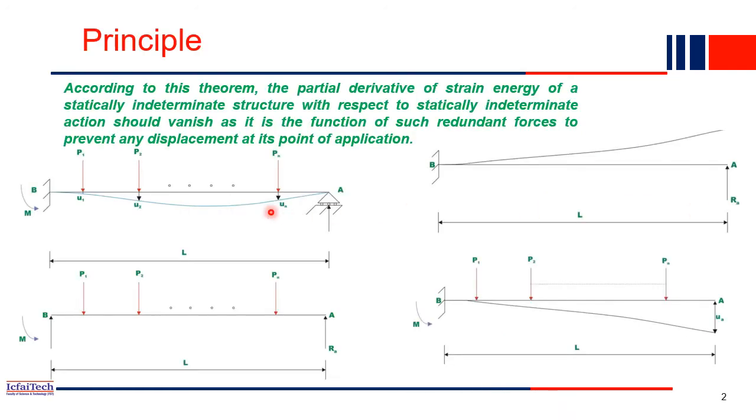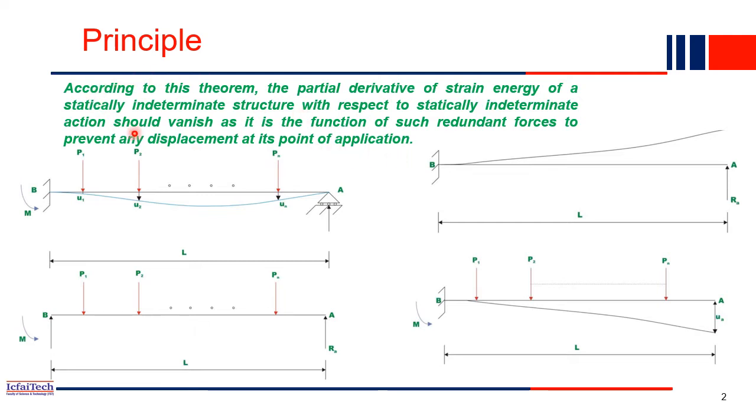So let's get started. The principle according to this theorem is the partial derivative of the strain energy of a statically indeterminate structure. Please note here we are discussing the statically indeterminate structure. But till now, all the structures we discussed were statically determinate, meaning the number of reactions is equal to the number of equilibrium equations. But here we are talking about the statically indeterminate structure, with respect to the statically indeterminate action, it would vanish as it is the function of such redundant force to prevent any displacement at its point of application.